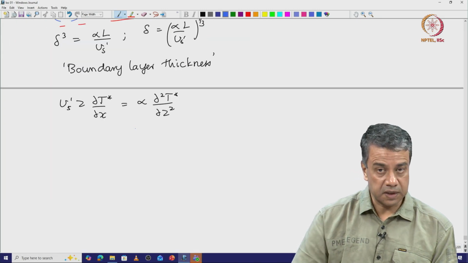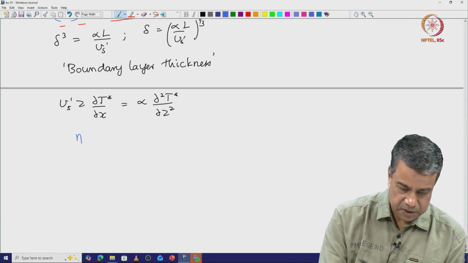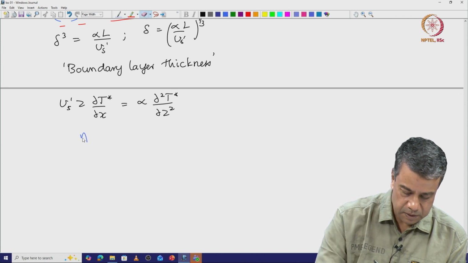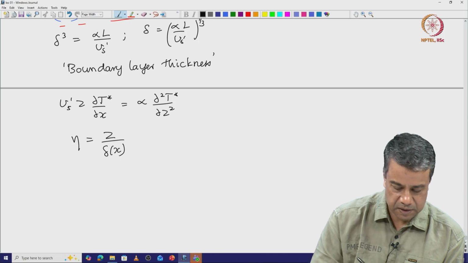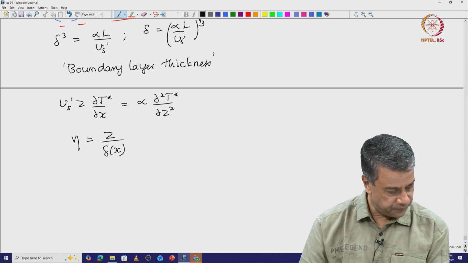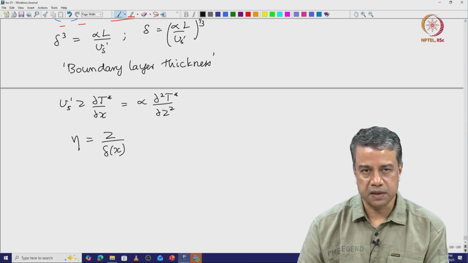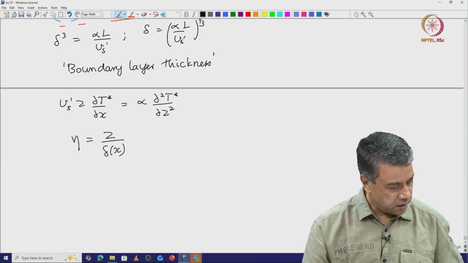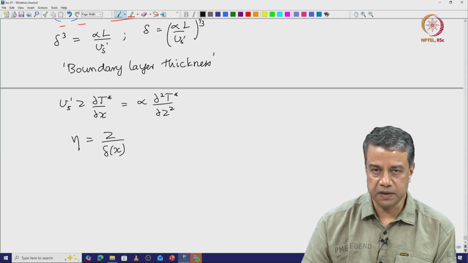So, we will define a similarity variable eta is equal to z by delta, the boundary layer thickness, which is a function of the x coordinate. And then we express the derivatives in terms of this.